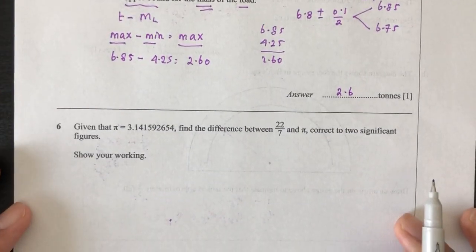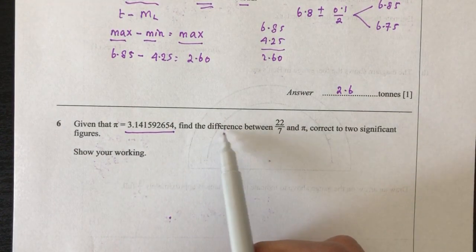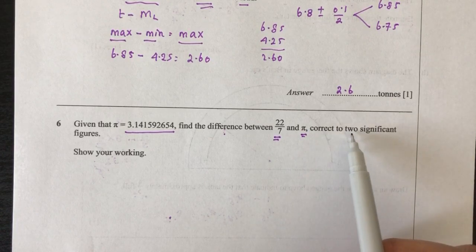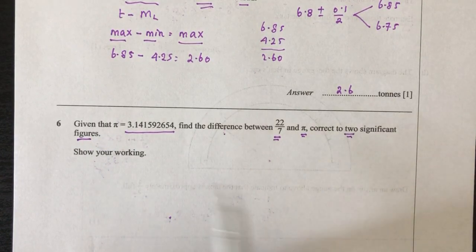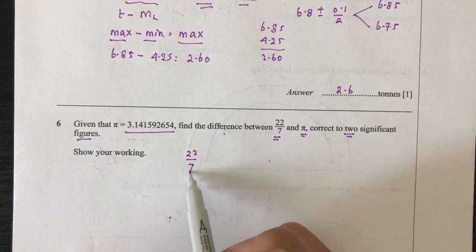Now question 6. Given that pi is equal to this value, find the difference between 22 over 7 and pi, correct to 2 significant figures. Show your working. So what is this? 22 over 7.